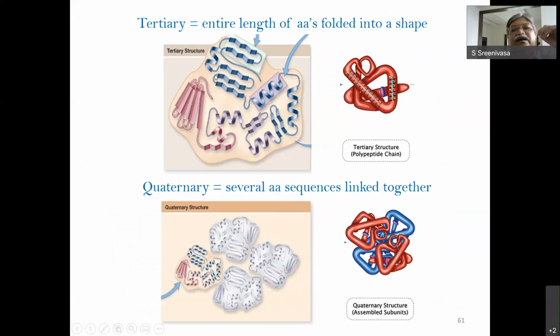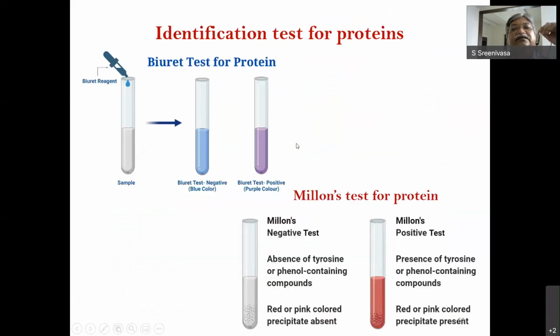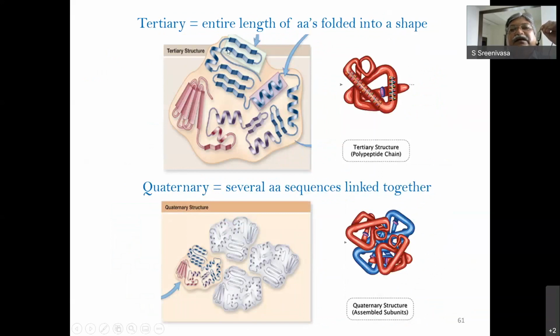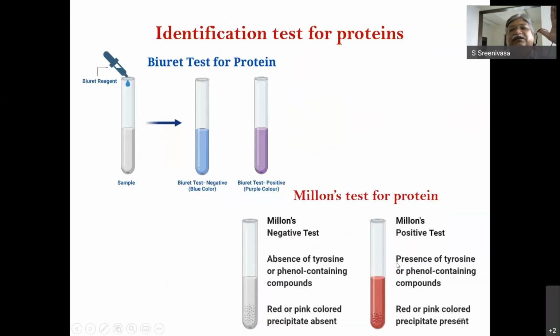This is the tertiary structure of protein. Again, different units have a beta pleated structure and so on. This is the polypeptide chain. This is the quaternary structure, assembled subunits. There are different subunits. All of this is one unit only. This is the tertiary structure, where there is continuation. One unit of protein is there. Here, a number of protein units assemble together to form a quaternary structure. So structures are important.